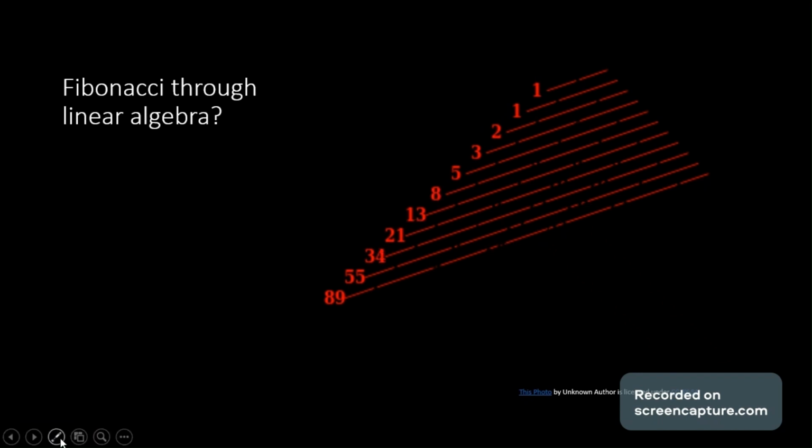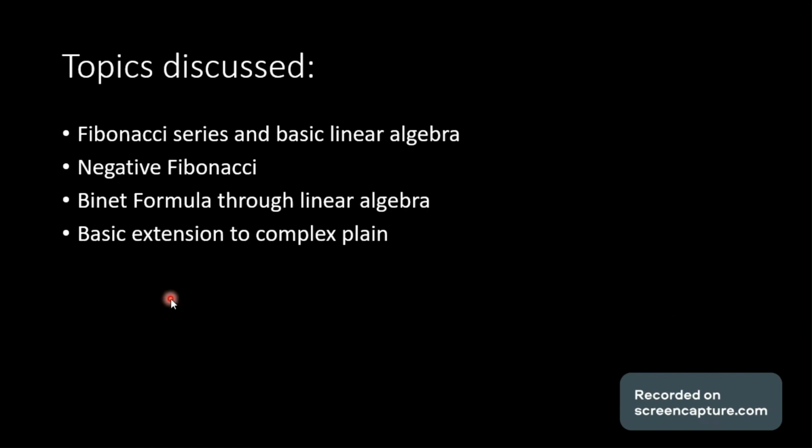So now, before we get into the crux of it, let's just see what the topics are. So there's Fibonacci series and basic linear algebra. Then we are going to see negatives in Fibonacci series. We're going to get into the Binet formula to linear algebra. We're going to derive it basically, and this is going to be really a large part of the video. And lastly, we're going to see a little bit of complex numbers in the whole Fibonacci idea.